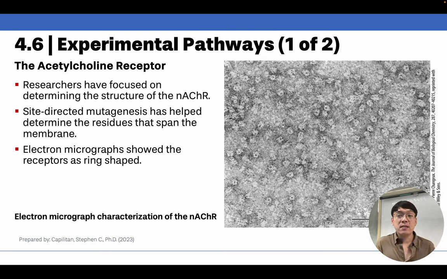In experimental pathways, you'll see this electron micrograph of a negatively stained receptor-rich membrane from the electric organ of an electric fish, showing the dense array of nAChR molecules. Each receptor molecule is seen as a small whitish circle with a tiny black dot in its center. The dot corresponds to a central channel which has collected an electron-dense stain. Researchers have focused on this structure. Site-directed mutagenesis has helped determine the residues that span the membrane. Electron micrographs showed the receptors as ring-shaped.